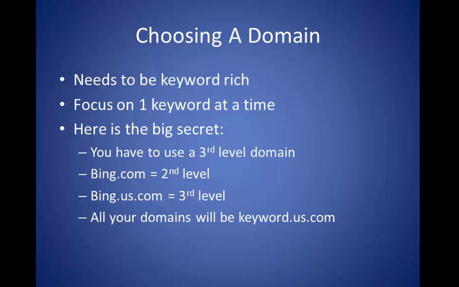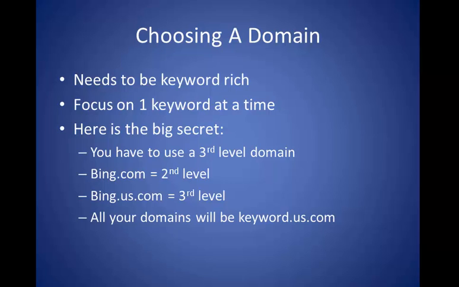You have to use a third level domain. Okay, everybody knows that if you have something like Bing, Bing.com, that is a second level domain. And then a third level domain would be Bing.us.com. The us.com is an already registered domain name, and what you're basically doing is you are getting a subdomain on the us.com domain. So all of your domains will be keyword.us.com. I know a lot of you probably haven't seen that before.